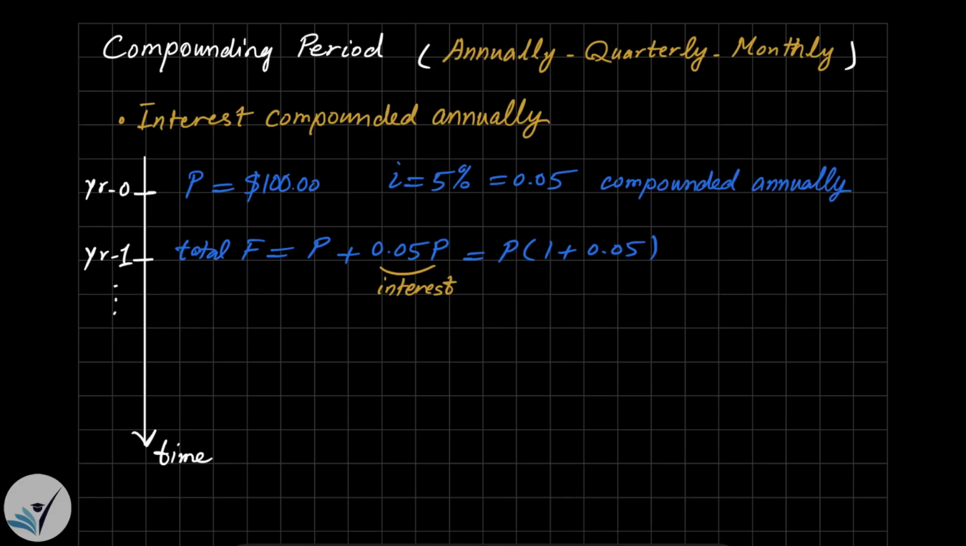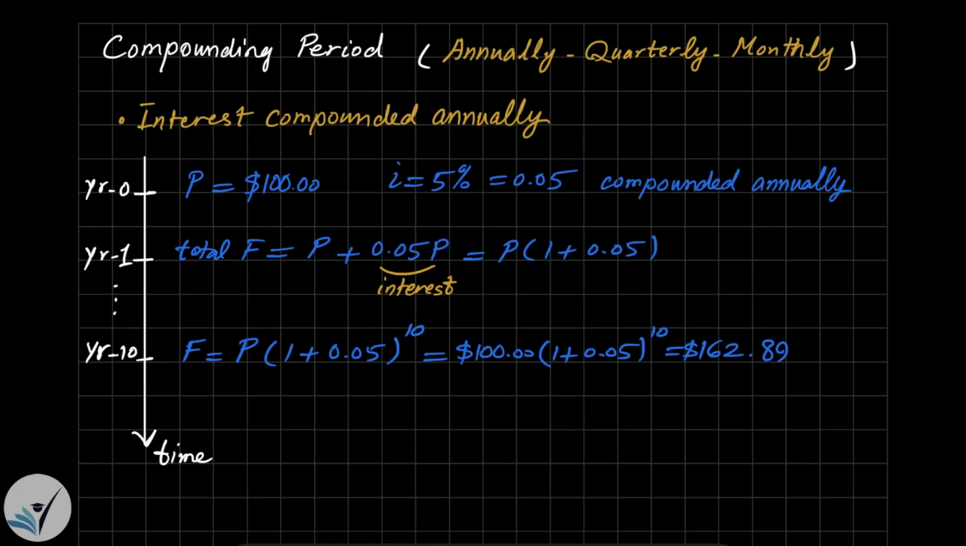If we fast forward to year 10, for example, what we have in the account after 10 years is the principal times 1 plus 0.05, which is the interest, to the tenth. This is what we saw in the previous video. If we replace P with $100 and do the math and simplify, we will get $162.89. So this is not new. This is what we reviewed in the previous video.